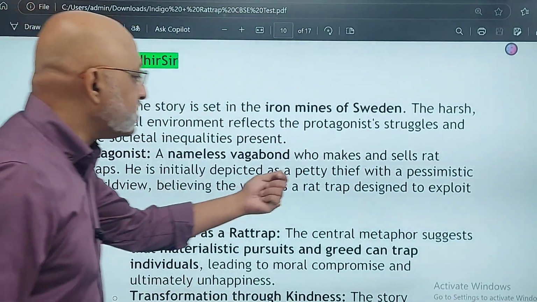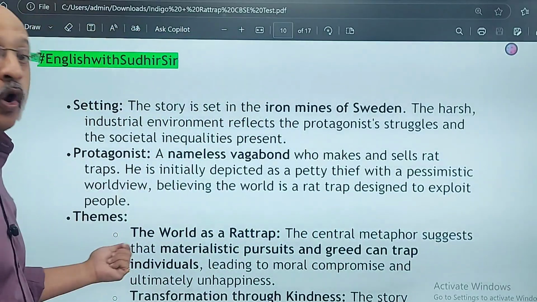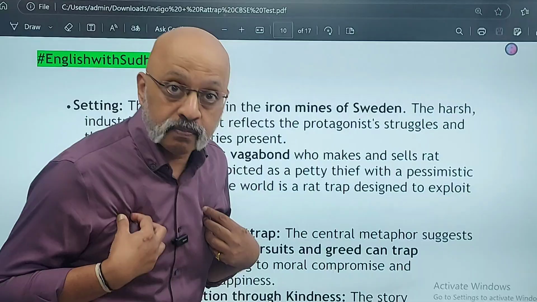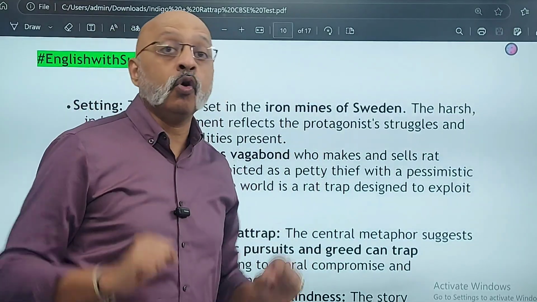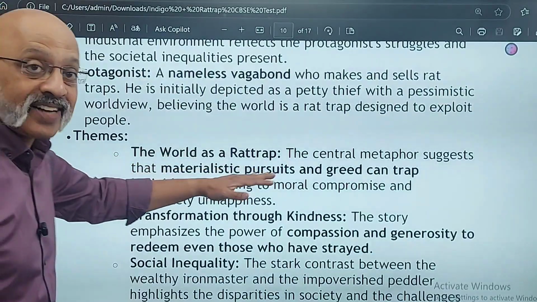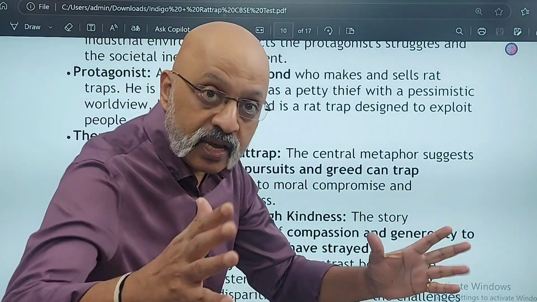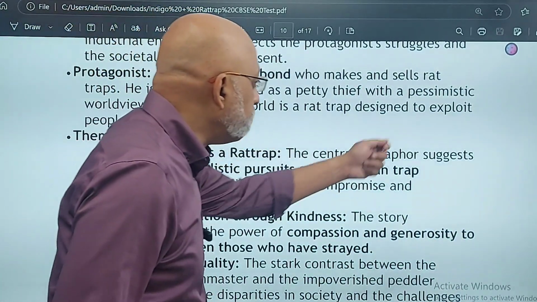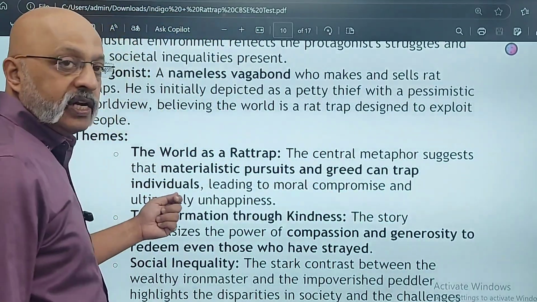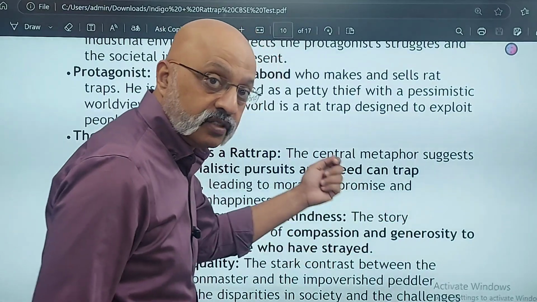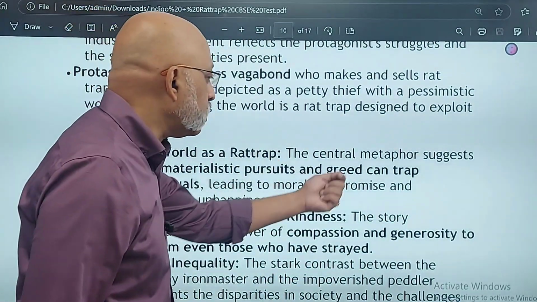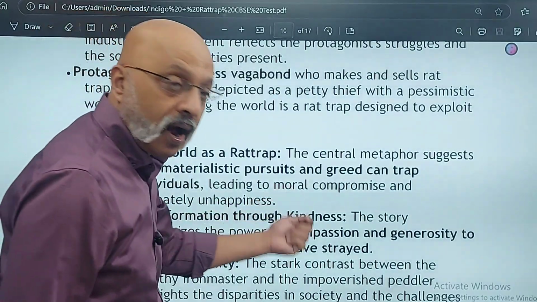He believes that the world is a rat trap designed to exploit people. So he looks at himself as a victim. So he suffers from the victimhood syndrome. Another important phrase. So the world as a rat trap is one of the main themes of this story. The central metaphor suggests that materialistic pursuits and greed can trap individuals. Whatever I've highlighted in dark, please note it down in your notebook, leading to moral compromise and ultimately unhappiness.